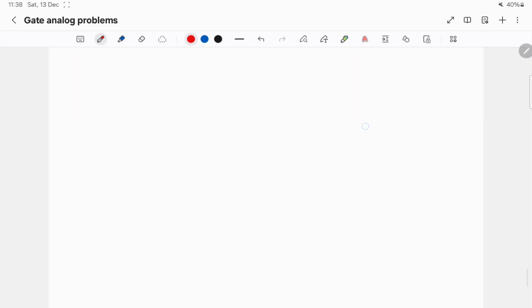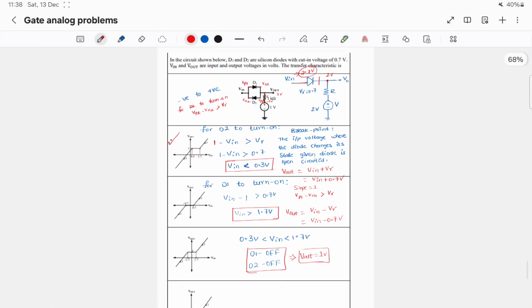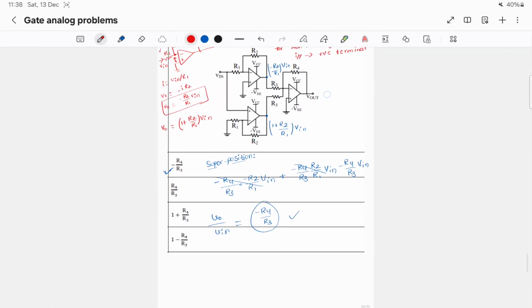There are two more questions in the 2024 and 2023 paper. Those are given as 12 marks, so I'm not discussing them.